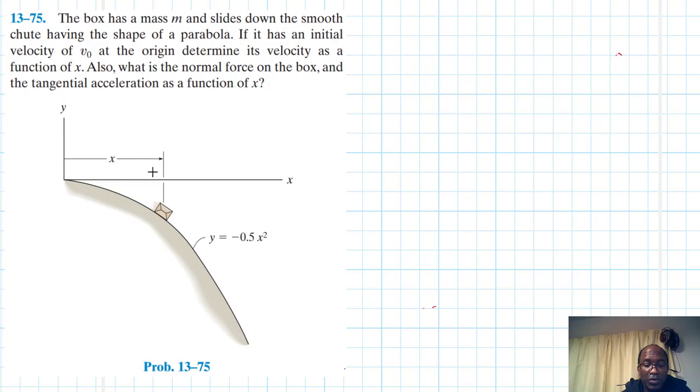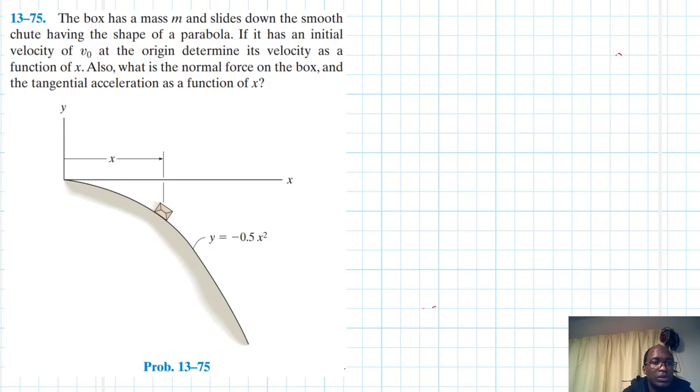This problem is coming from the Engineering Mechanics and Dynamics, 14th edition by R.C. Hibbeler. So we are being asked here to determine the velocity as a function of x, the normal force as a function of x, as well as the tangential acceleration as a function of x.